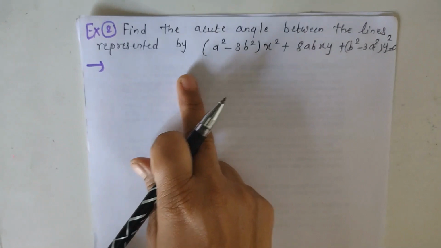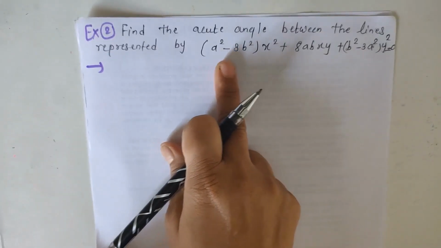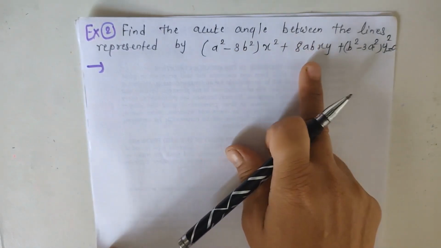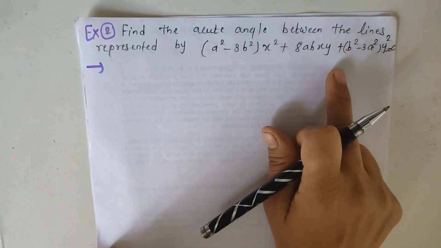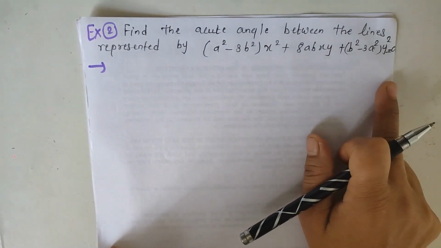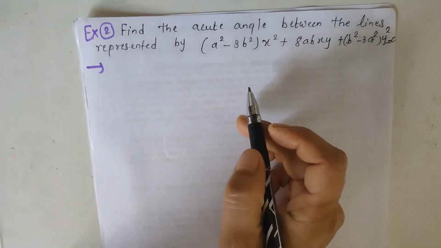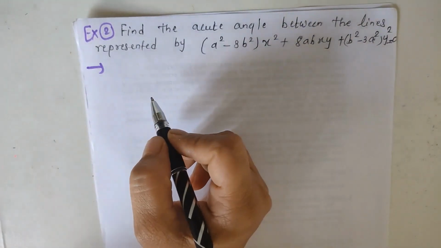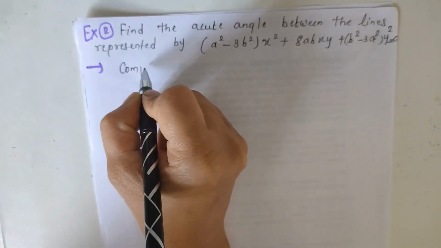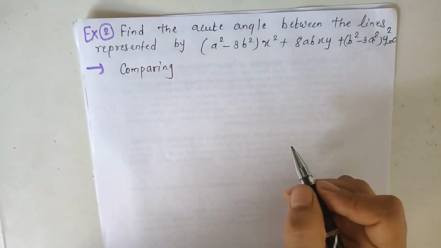Find the acute angle between the lines represented by, in bracket, a square minus 3b square into x square plus 8abxy plus, b square minus 3a square into y square is equal to 0. Similarly, we can solve this example using the formula. So first compare the given equation with the homogeneous equation of degree 2.